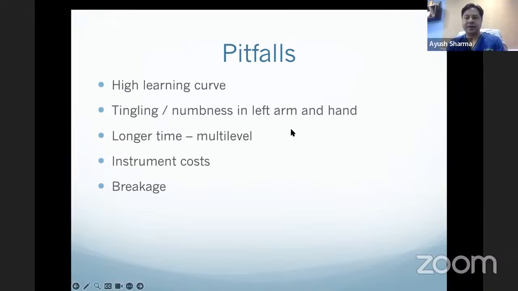Always a pleasure. So my question will be: what is your threshold for multi-level decompression using an endoscope? How many levels have you done till now? And does it bother you? Like if you have to do 4 levels, do you think, oh, I'm better off with a tubular or open than to do endoscopy?